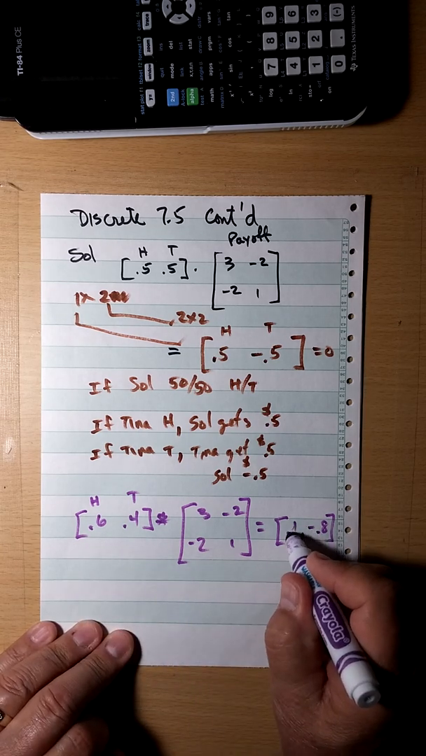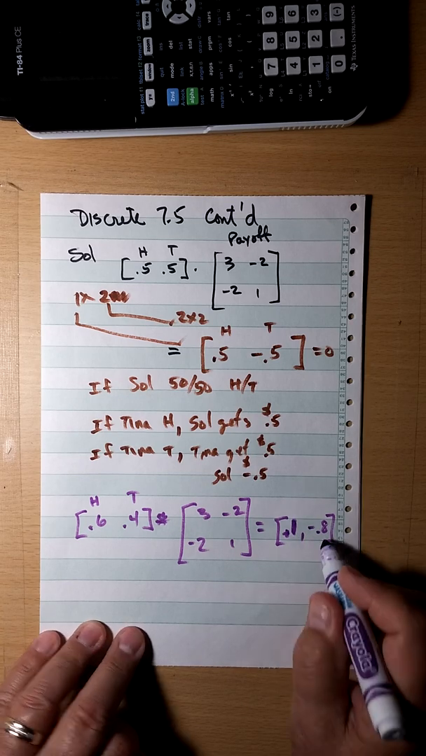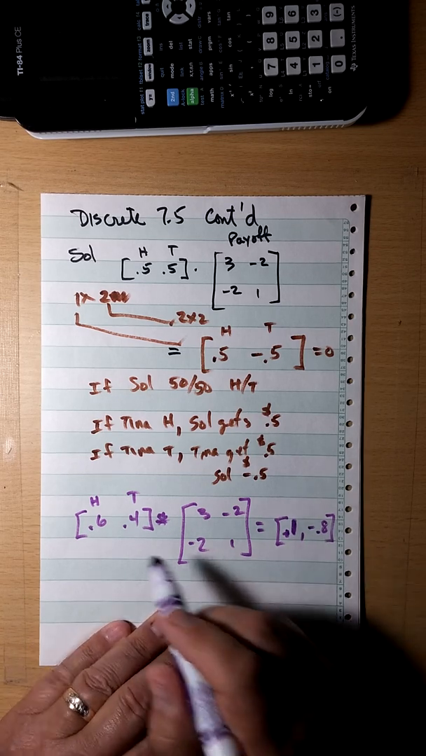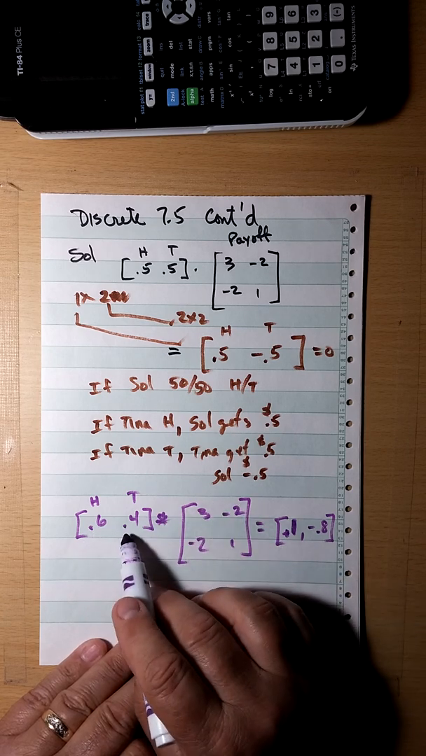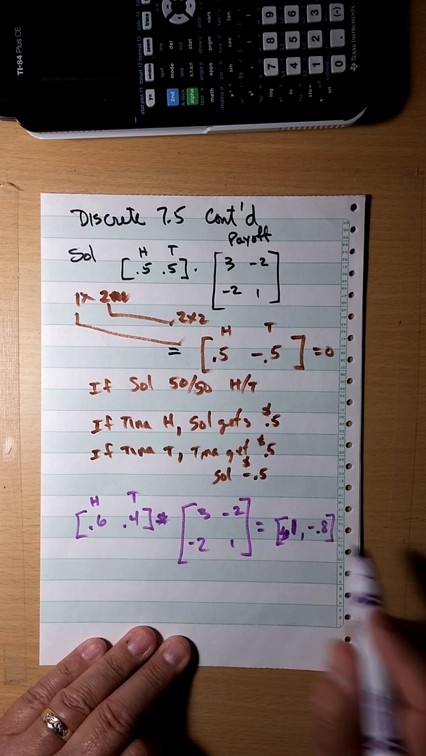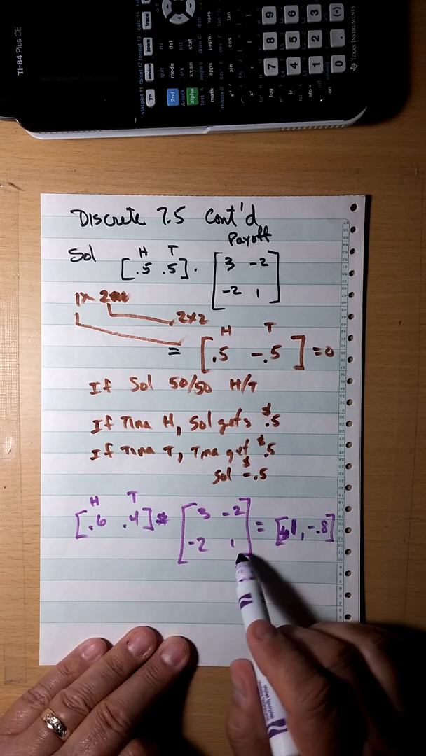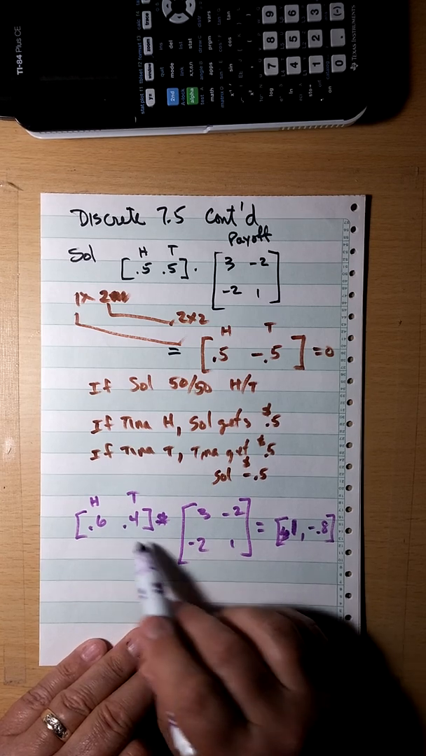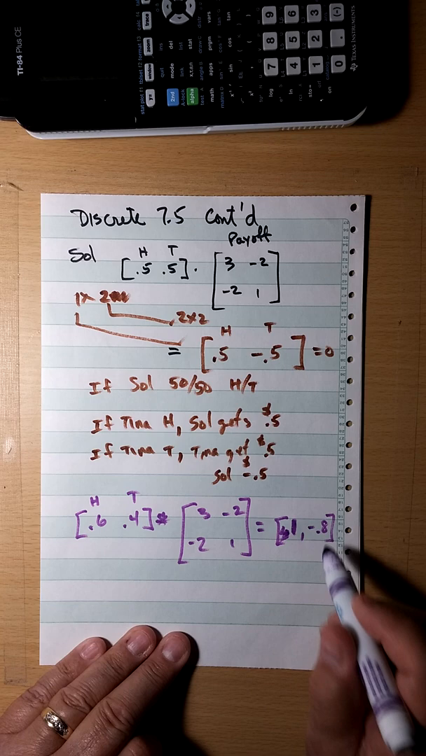I'm sorry, this is not 0.1. This is 1 and a -0.8. Because you do this row and column. This is 1.8 and this is -0.8. So it's 1, not 0.1. This is a -1.2 and this is a +0.4. So that's the -0.8.